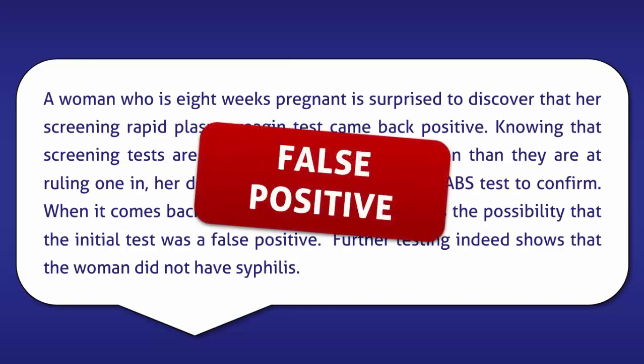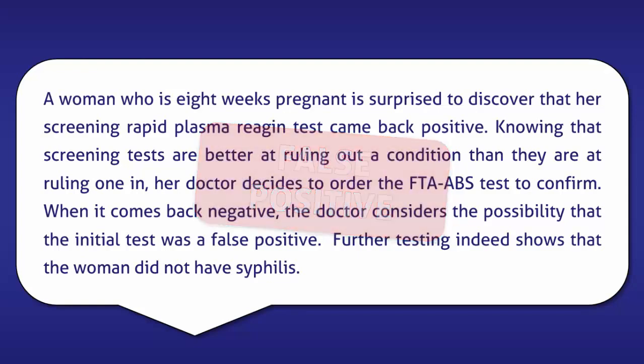This is an example of a false positive that can occur with the plasma reagent test, possibly due to the presence of antiphospholipid antibodies. Other tests that commonly produce false positives include the fecal occult blood test when screening for colon cancer, electrocardiography when looking for left ventricular enlargement, and the ELISA test for detecting Lyme disease.